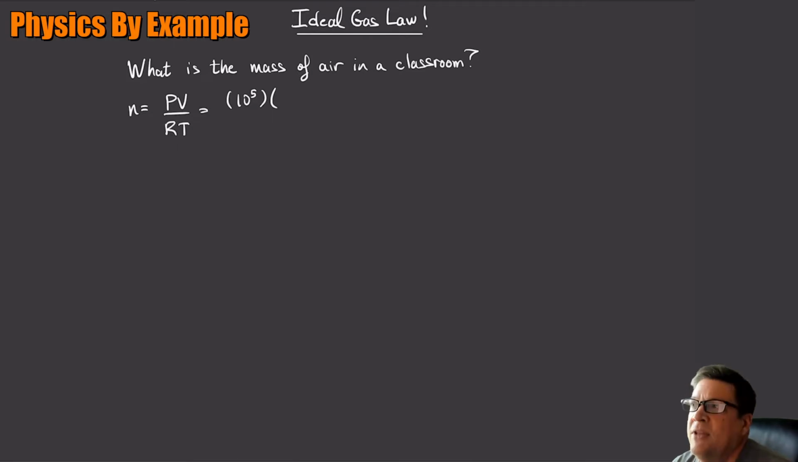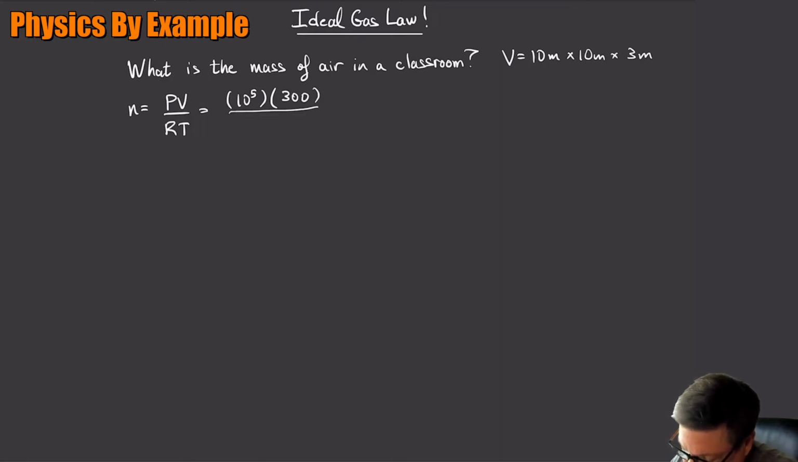What's the volume of the classroom? I don't know. Let's say it's a 30-foot classroom, 10 meters by 10 meters by, let's just keep it easy, 3 meters high. That might be a little high, but something like that. So that volume is 300 cubic meters.